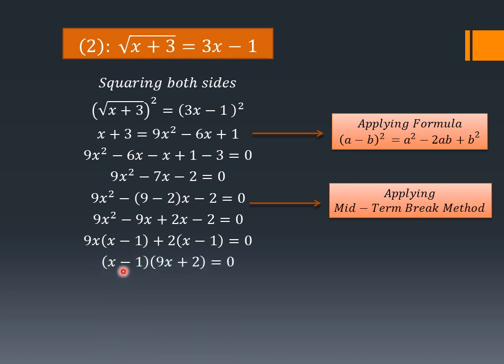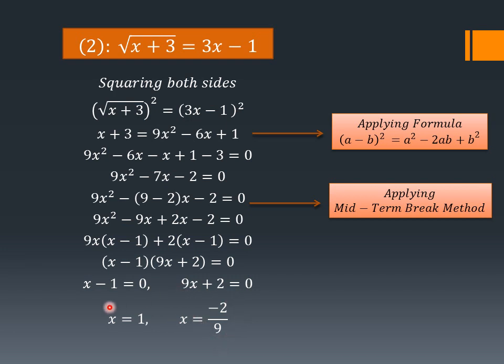Writing the common bracket, x − 1 in a single bracket and 9x + 2 in another bracket. Now we will break it. Both will become equal to 0. Taking −1 to the right side, the value of x will be 1. And taking +2 to the right side, it will become −2, and 9 will go to division.